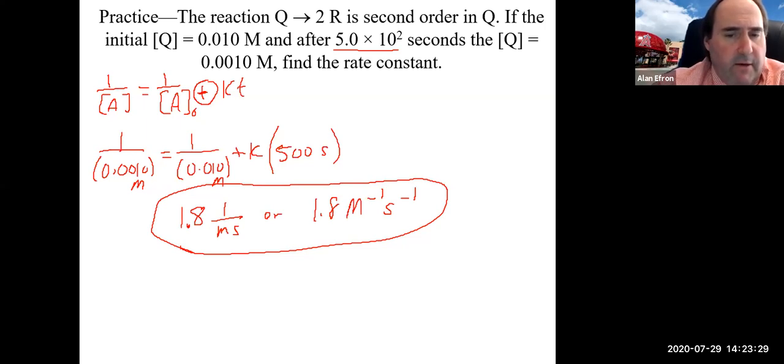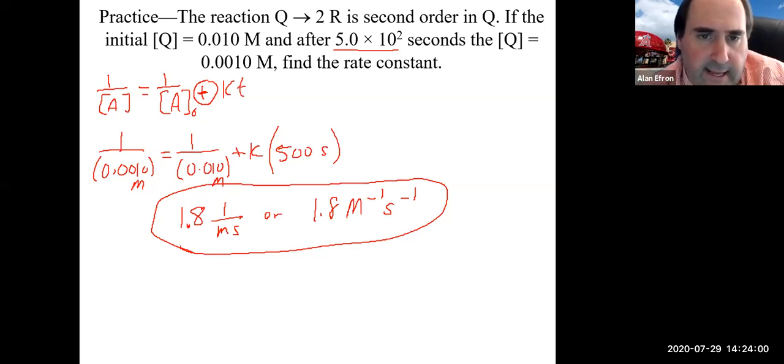Remember that when we talk about orders and rate laws, so rate laws and orders kind of go together, only the reactants are involved. So it's just the Q, which is our reactant. So that's why it's specified in terms of Q, because Q is the only reactant. So if it was second order in Q, that means that the overall order of that reaction would be second order. Again, only the reactants are involved in terms of orders and stuff like that. Other questions?